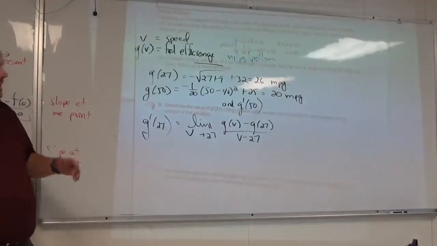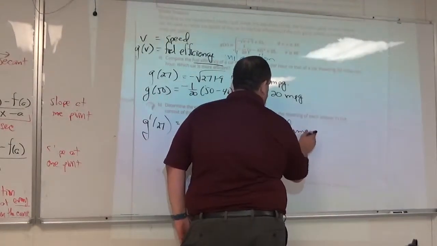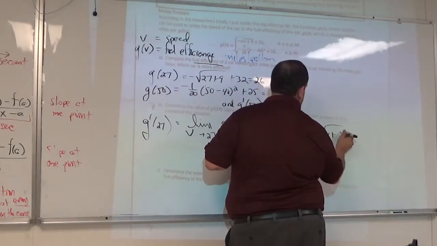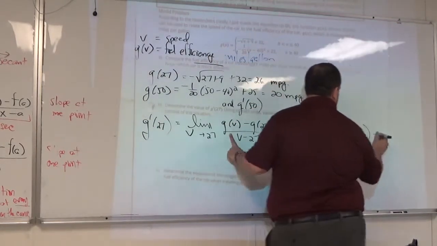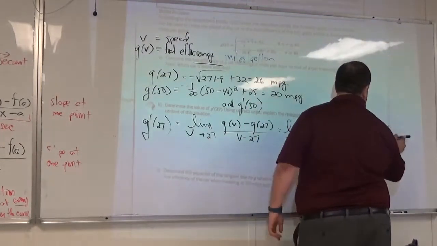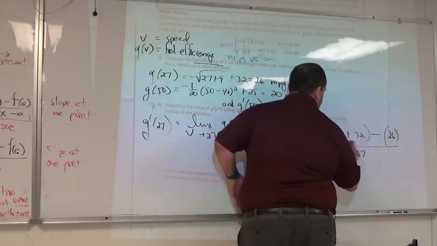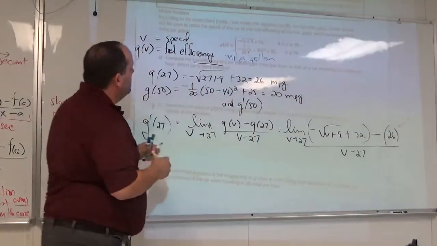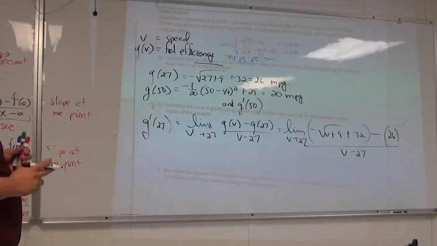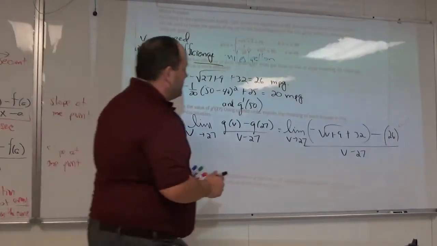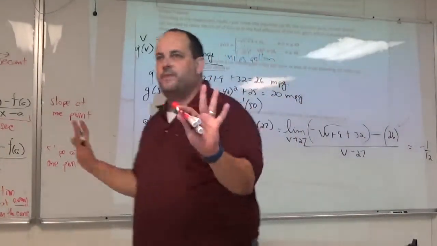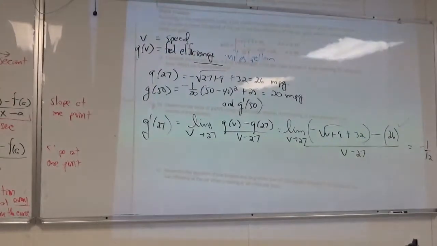You have to get the variables right. So limit as V approaches 27, G of V is negative square root of V plus 9 plus 32, minus 26, over V minus 27. That gets you the first point. Your final answer, if everything goes well, is negative 1/12. That is a huge leap of faith, I know, but I have not lied to you to the best of your knowledge. It's negative 1/12. Write the sentence.